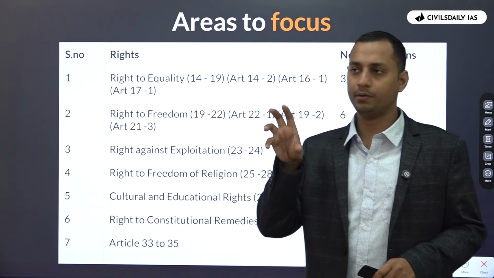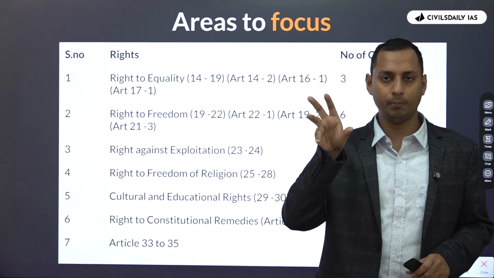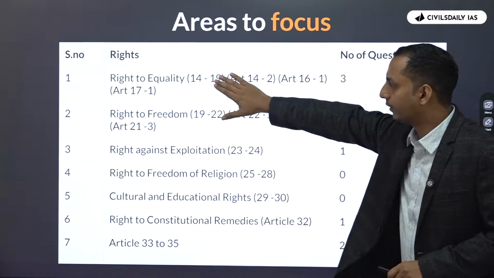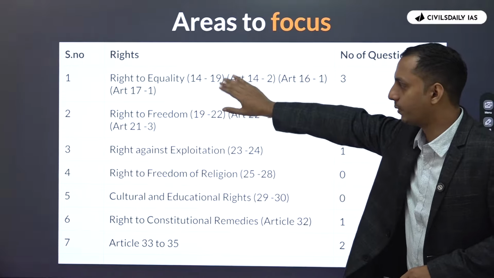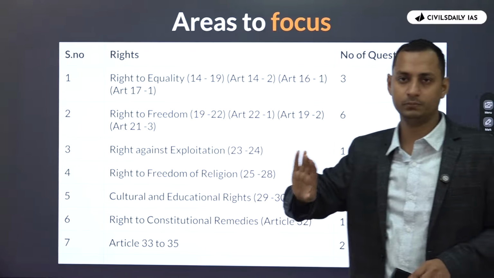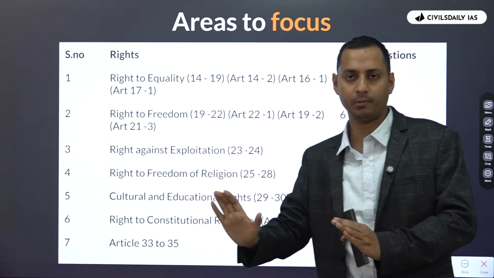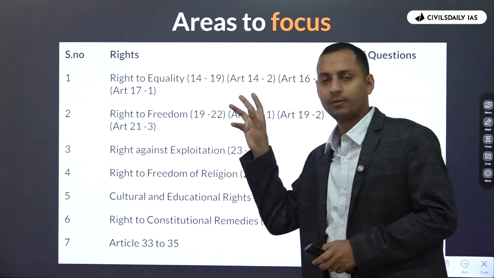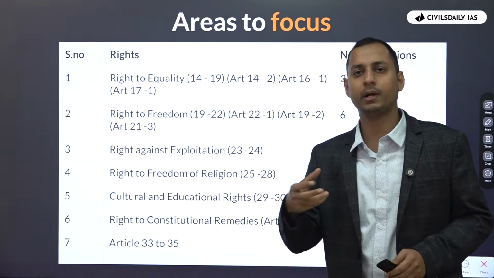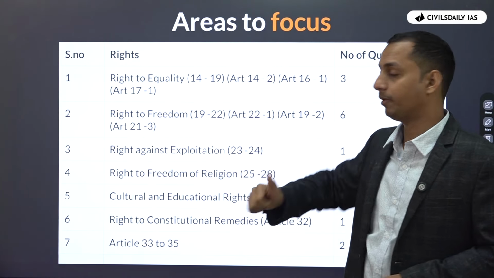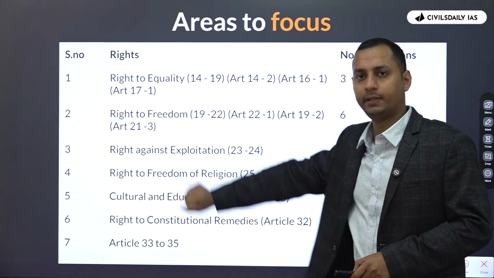So I'm not saying that you should be reading everything with equal importance here. Rather, you can focus more on Article 19, right to equality and also right to freedom. All the fundamental rights should be revised a second or even a third time. But when you reach right to equality and right to freedom, you can give more emphasis, because a significant number of questions have come from these areas.